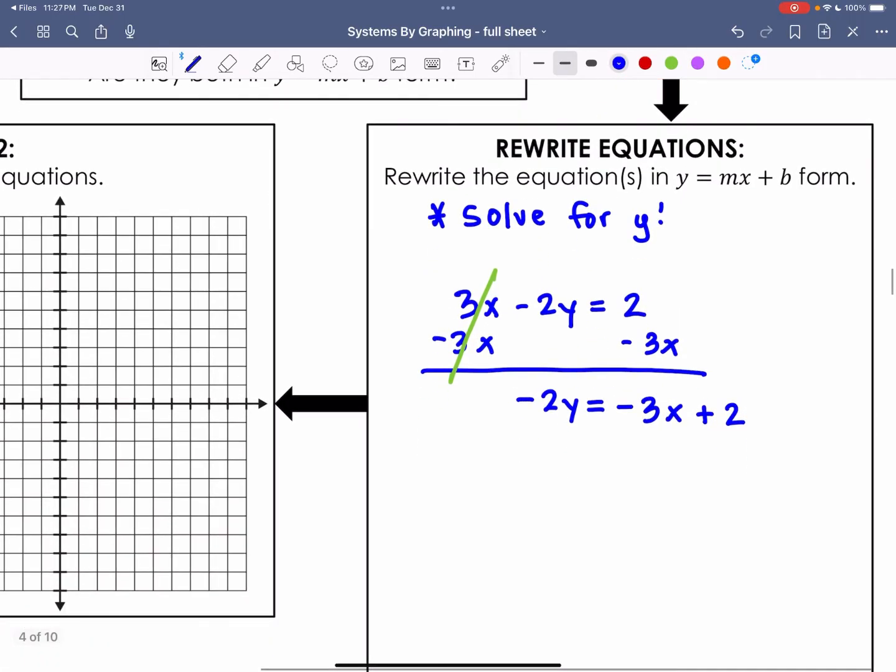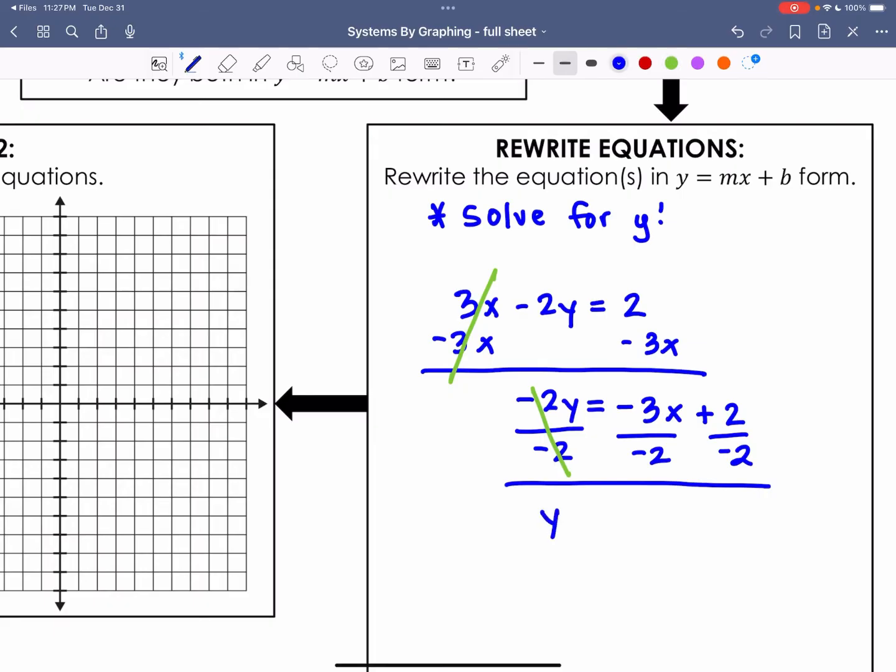All right, the next thing that we need to do is get rid of this -2 because we don't want it to be along with the y anymore. So we are going to divide everything by -2. And that will leave us with +1y. And then a negative divided by a negative will give us a positive. And then -1. All right, so this is our new and improved second equation.